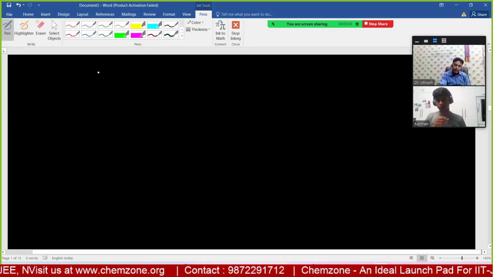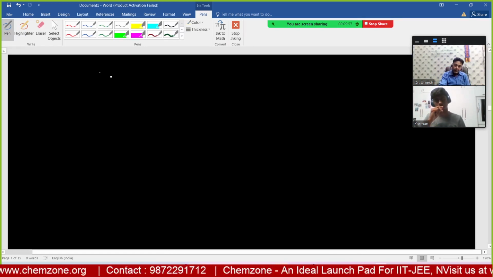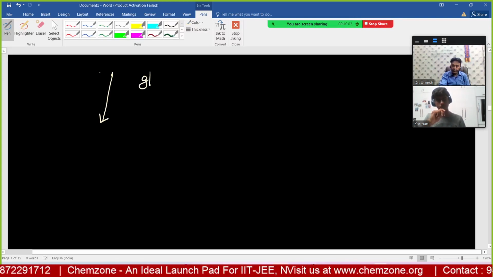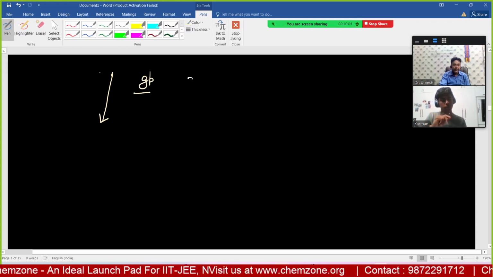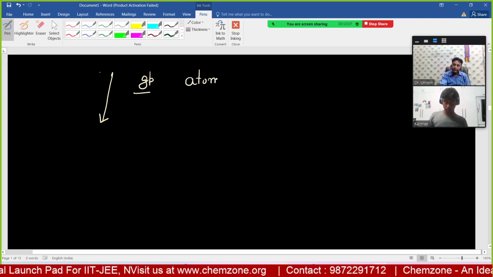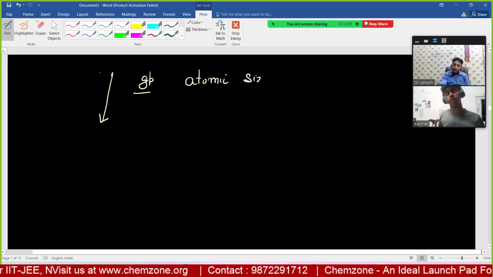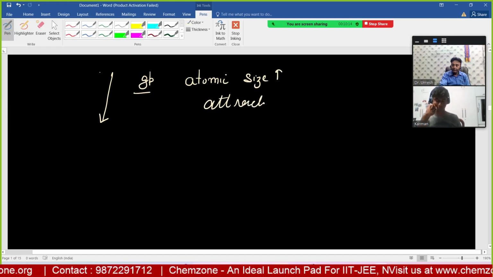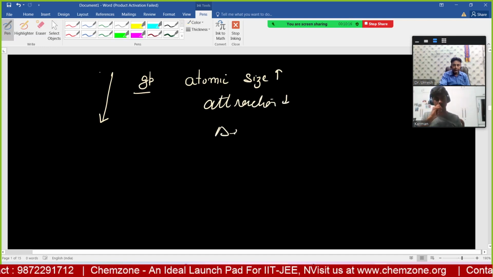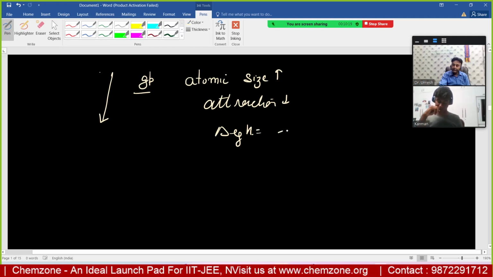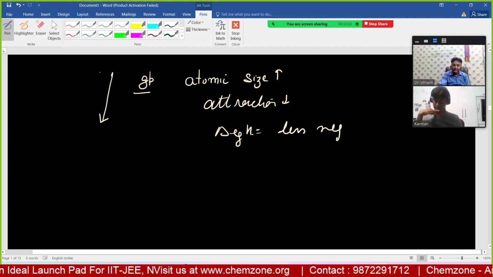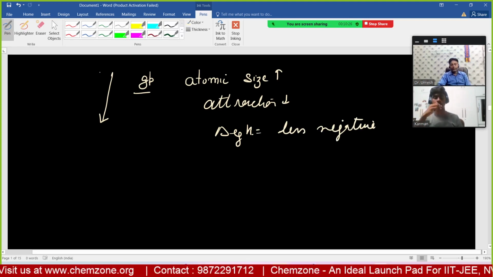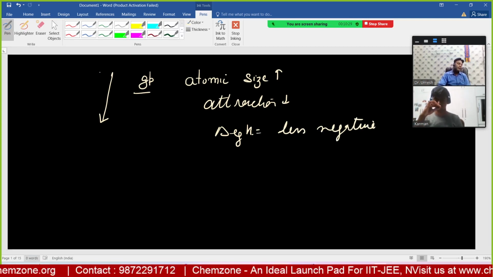So, as you go down the group, what happens to the atomic size? It increases. Attraction for the electron will decrease. So, electron gain enthalpy becomes less negative. Less negative means less amount of energy is released.